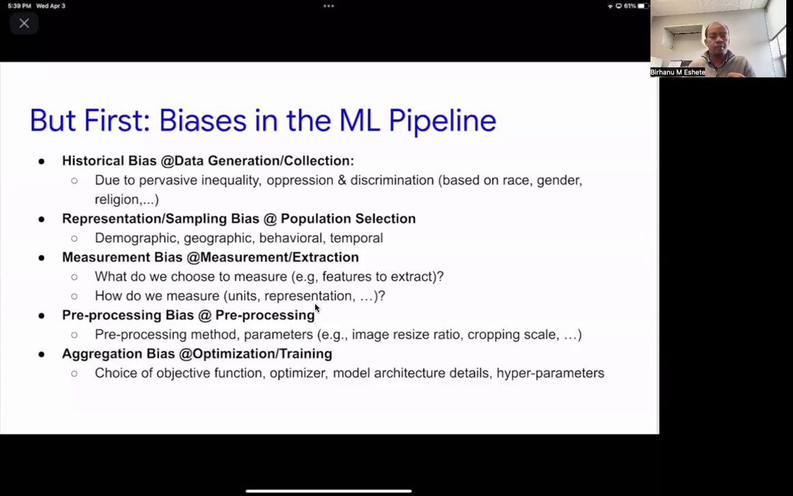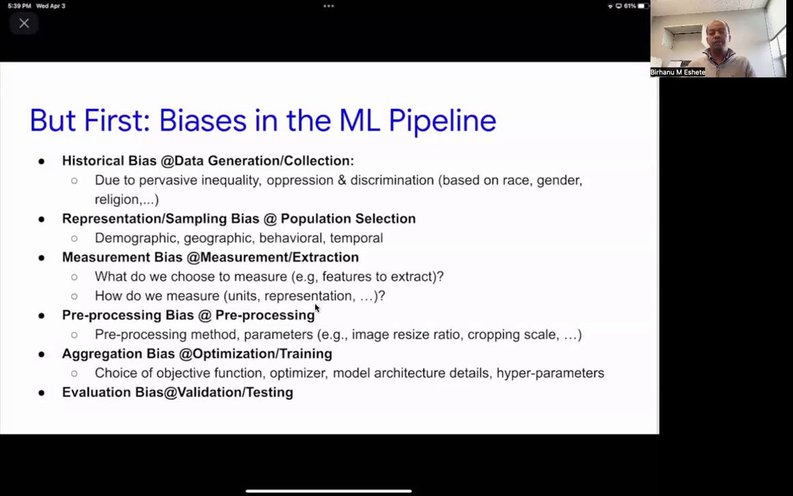Therefore, the choice of objective functions like the loss function you choose, the optimizer that you choose, the model architecture details, every little detail matters here, hyperparameters and so on. And finally, once you have the model, even if everything else was fine, so historical bias was non-existent, no representation bias, no measurement bias, no pre-processing bias, no aggregation bias, let's suppose, okay, this is very idealistic. And then you get to the evaluation, okay?